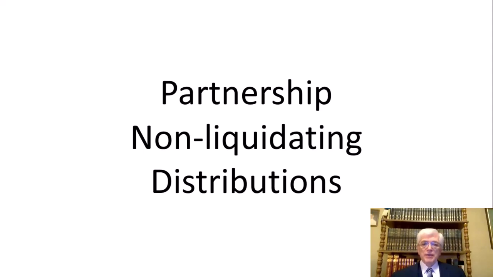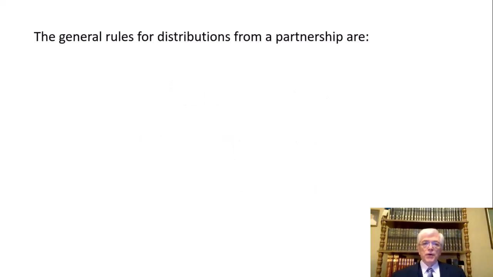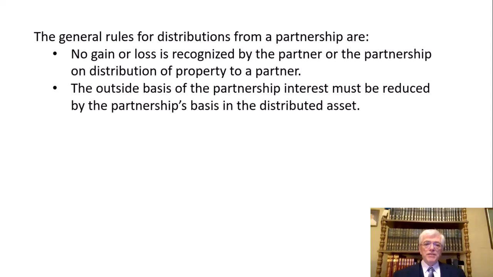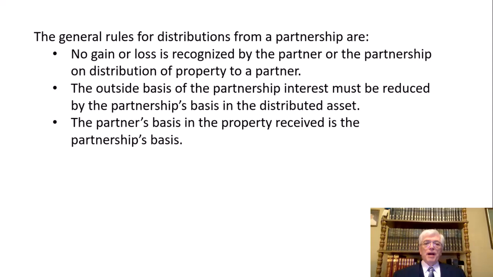But first, non-liquidating distributions. General rule for distributions from a partnership are: no gain or loss is recognized by the partner or the partnership on distribution of property to a partner. The outside basis of the partnership interest must be reduced by the partnership's basis in the distributed asset, and the partner's basis in the property received is the partnership's basis. Those are the general rules. We are going to see exceptions to those general rules because of the other rule, which cannot be violated, which is that basis can never be negative.